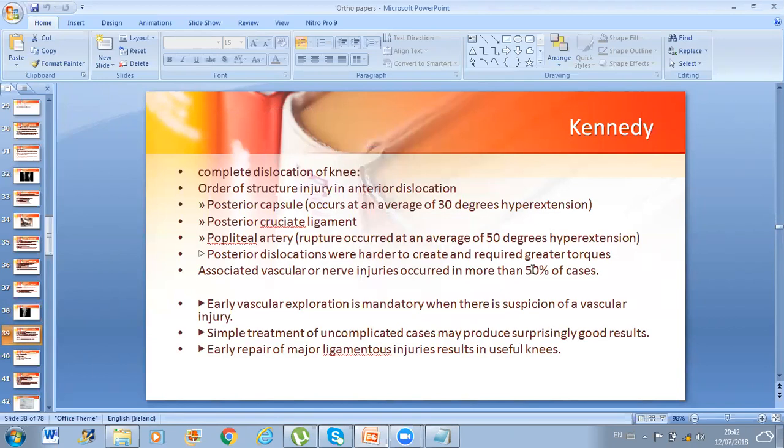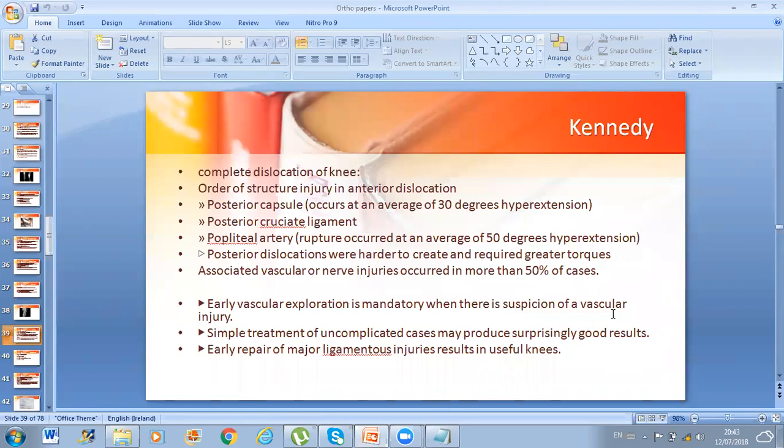Kennedy, I'm not sure about the year because I missed it, I think so. It's complete dislocation of the knee, and the order of structure injury in the anterior dislocation, which is more common: first, he said the posterior capsule injury occurs at an average of 30 degrees of hyperextension, then the PCL tears, then the popliteal artery. Popliteal artery rupture occurred at an average of 50 degrees of hyperextension. Posterior dislocations are harder to create and require greater torques. This is probably a cadaveric study. Associated vascular or nerve injuries occur in more than 50% of the patients.